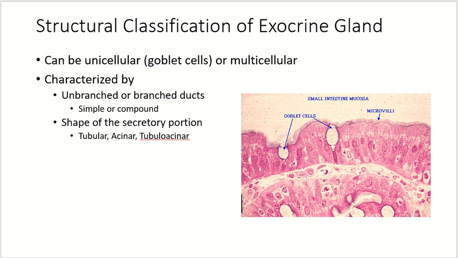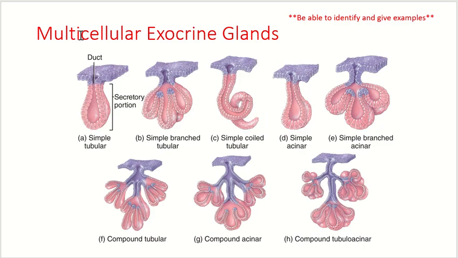The other way that we can characterize the structural classification for our exocrine glands is whether or not these are going to be unbranched or branched ducts, and these can either be simple or compound. Or we can look at the shape of the secreting portion, whether it is tubular, sort of tube-shaped, acinar, which is kind of more bulbous and rounded, or tubular acinar, which is somewhere in the middle there. So here we have a very handy little image to look at the various classifications that we have of our multicellular exocrine glands.